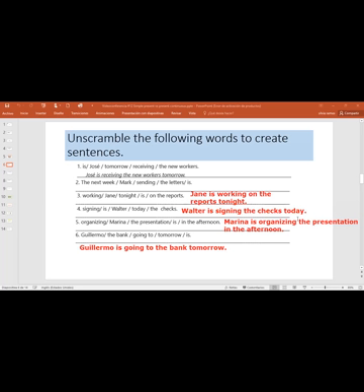Do you have the same answers? ¿Tienen las mismas respuestas? Do you have the same answers? La puse al revés. Oh. Okay. If you don't have the same answers, put the correct answers right now. Estas son las respuestas correctas. These are the correct answers. Put the answers correctly on your notebooks right now.